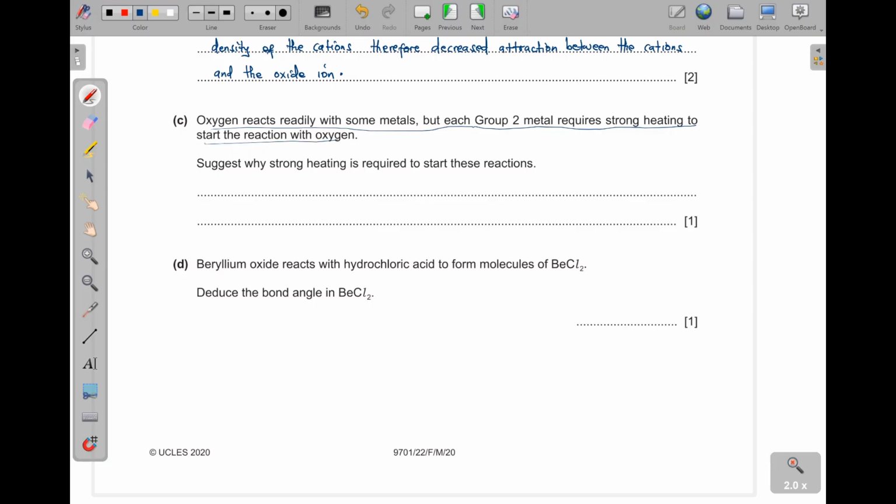Then C, oxygen reacts readily with some metals, but each group 2 metal requires strong heating to start the reaction with oxygen. Okay, suggest why strong heating is required to start these reactions. Of course, that means that the activation energy is high. So we shall say heating overcomes the high activation energy.